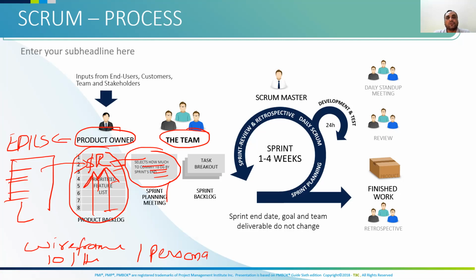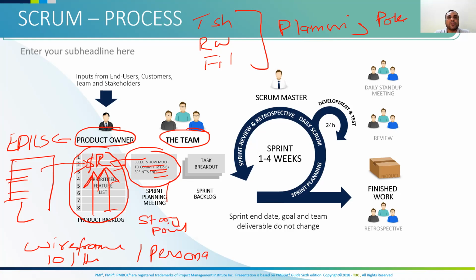For estimation, they don't use only analogous, parametric or bottom-up, but apart from that, they use a more entertaining way: they use t-shirt sizing, and relative weighting, which means 1 to 5 based on scales, or the Fibonacci series. This whole activity is called planning poker. They use planning poker to estimate. Once they have the user story, they decompose it into tasks and assign story points to each task or each user story, meaning each user story will take so many story points. Story points mean the effort required to complete the user story.